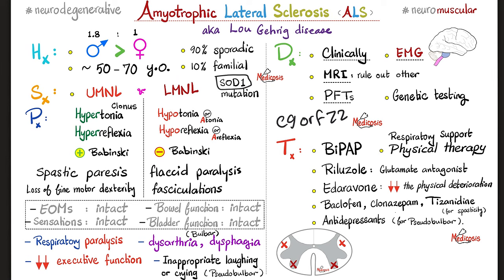Upper motor neuron lesion can lead to loss of fine motor dexterity. Lower motor neuron lesion can lead to fasciculations, including tongue fasciculations. But there are some intact findings in ALS. The extraocular muscle movement is fine. The bowel function is intact. Bladder function is intact. And notice that ALS is a purely motor disease, not a sensory disease.